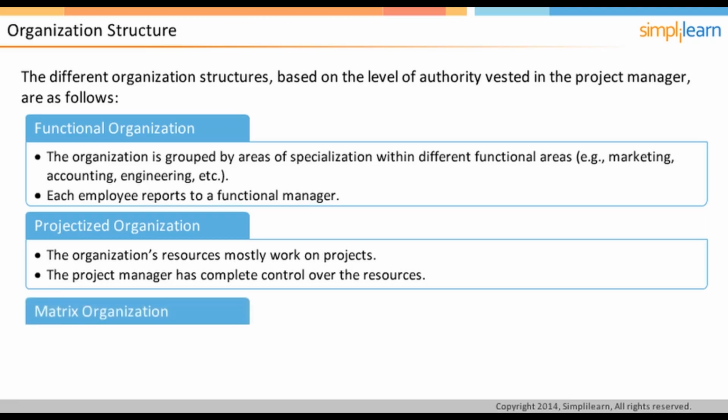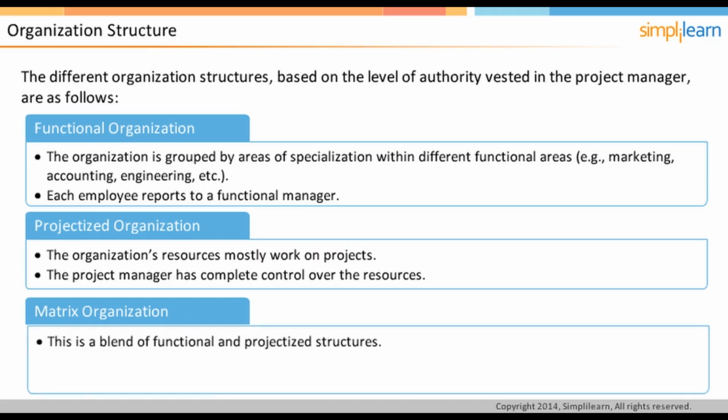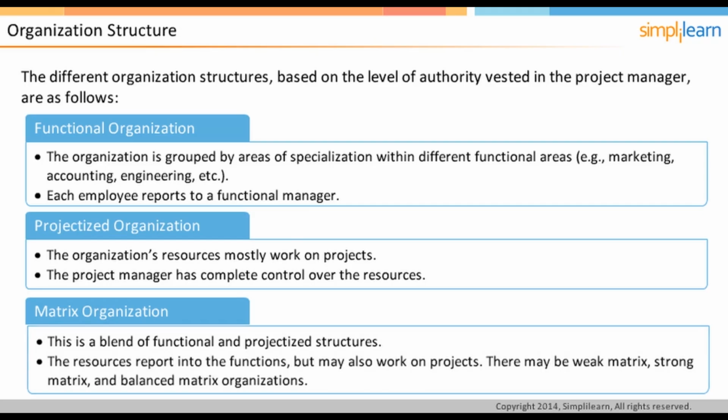The third type of organization is a matrix organization, which is a blend of functional and projectized organizational structure. A team member belongs to a department as well as being part of a project team. In such an organization, team members have two bosses: one, their department head, and the second, their project manager. Since there are two bosses here, this type of organization is further classified into three different types. They are weak, strong, and balanced matrix organization.